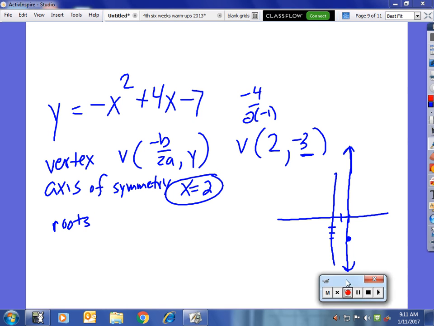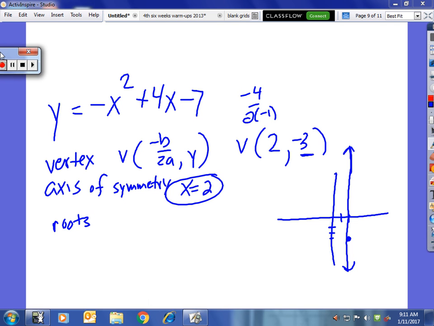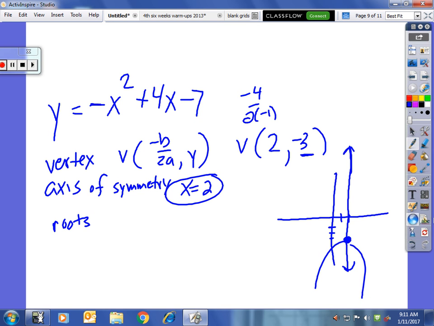Roots. Okay, let's talk about this thing. Pretend like we didn't have a calculator for a second. Here's my vertex. It's below the x-axis. Is this thing a frown or a smile? It's a frown. How do I know it's a frown? Because a is negative. So that means this thing's going to go down. So I know it's going to go down even if I didn't have a calculator.